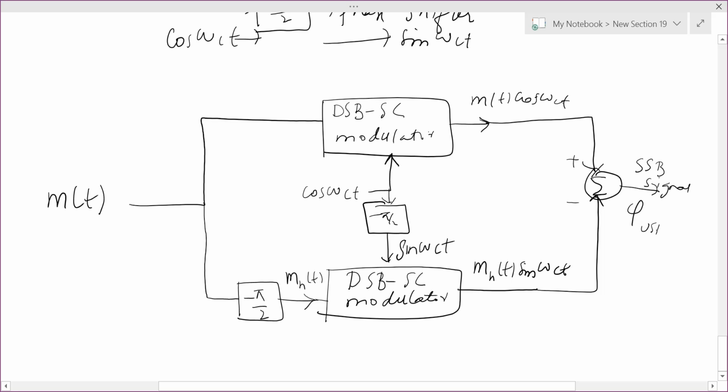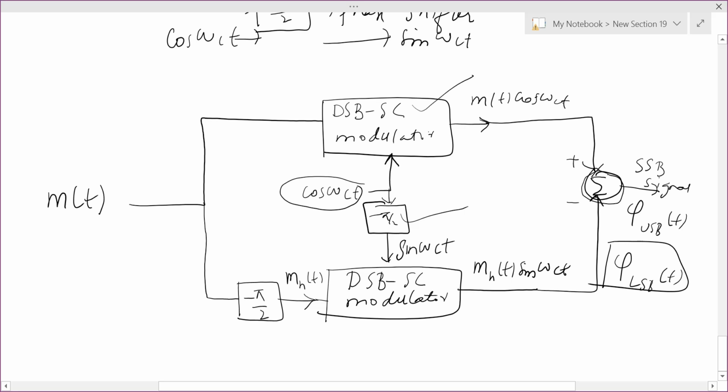Phi USB for this case. It is an exercise for you to do phi LSB. That is, if you take only LSB, lower sidebands, and generate this. See, this is a very elegant method, and you see all of the things we have done. DSBSC modulators we have done. Phase shifter is simply a circuit. You can generate cos using oscillators. You have a simple adder circuit here, and this is the complete design for single sideband modulation.